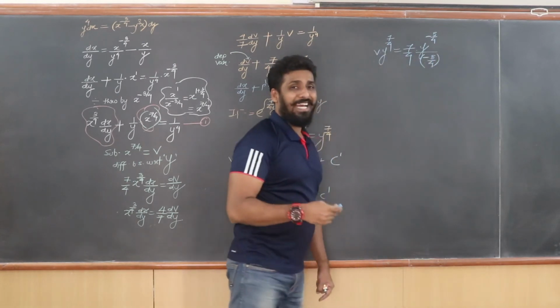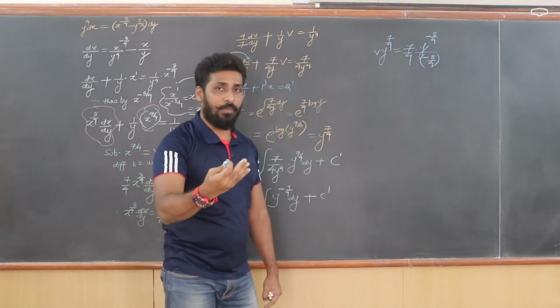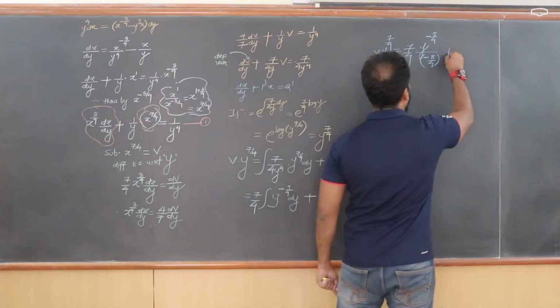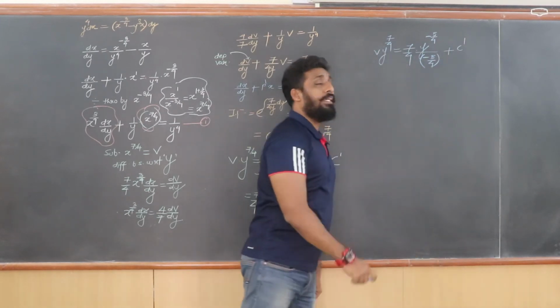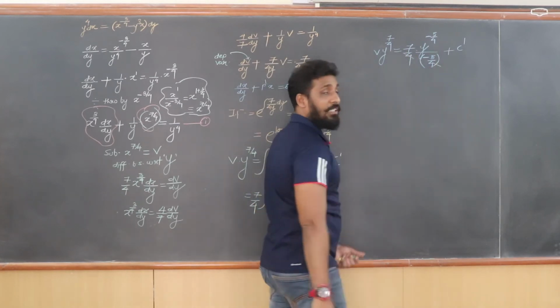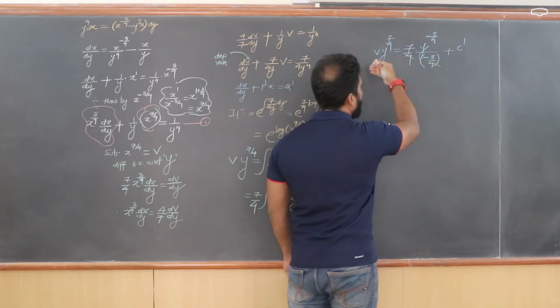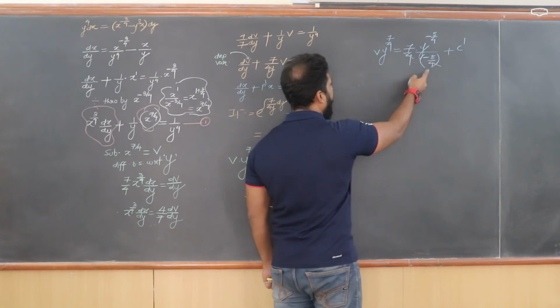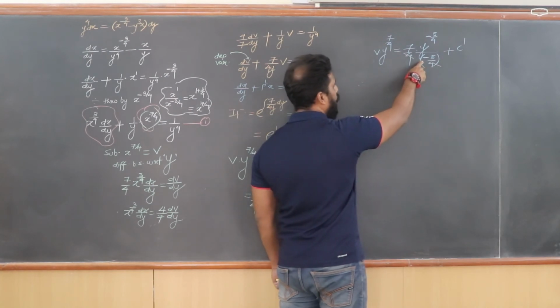We know the formula: x raised to n integration is x raised to n plus 1 upon n plus 1. And I'll write plus c dash. Initially we always give c dash. We can very well observe that 4 and 4 get cancelled over here. This minus 5 can be multiplied throughout the equation.